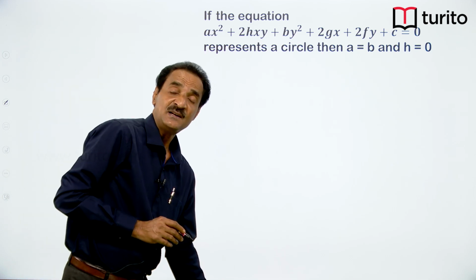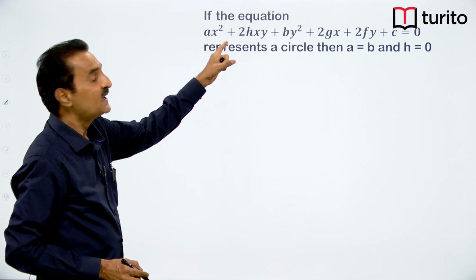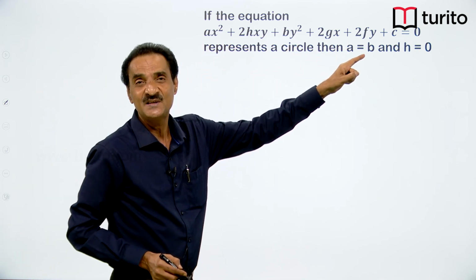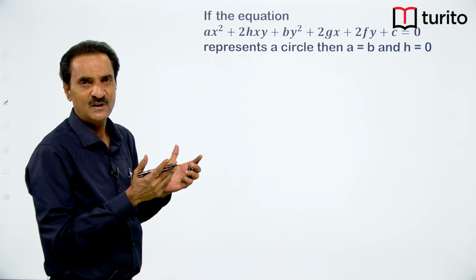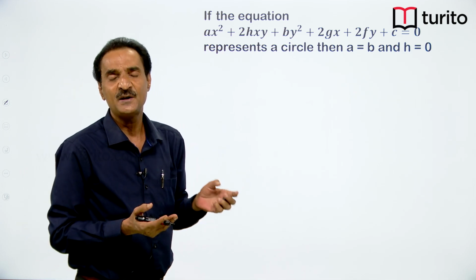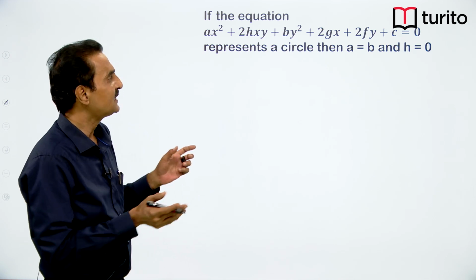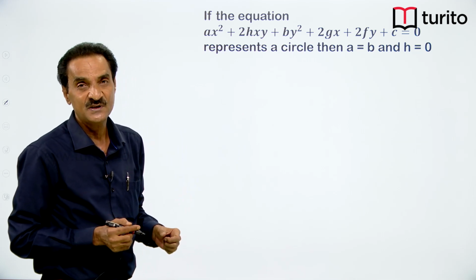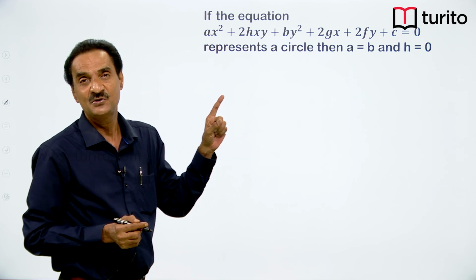Now, if you take a general second degree equation in x and y, ax square plus 2hxy plus by square plus 2gx plus 2fy plus c is equal to 0, because any curve that we are going to have in the syllabus, let it be pair of lines, circle, parabola, ellipse, hyperbola, all the curves will have the general equation ax square plus 2hxy plus by square plus 2gx plus 2fy plus c is equal to 0.